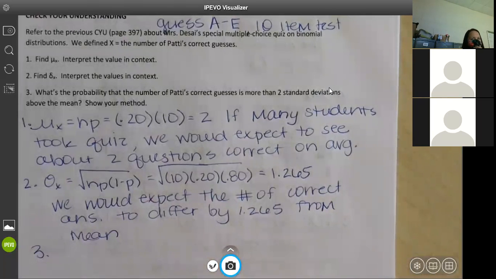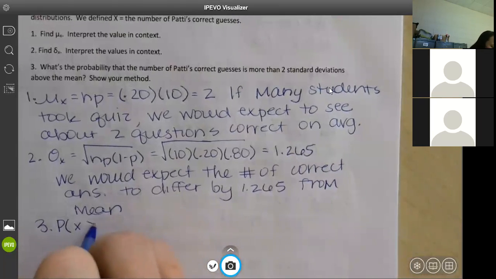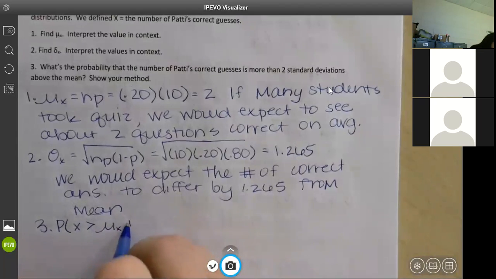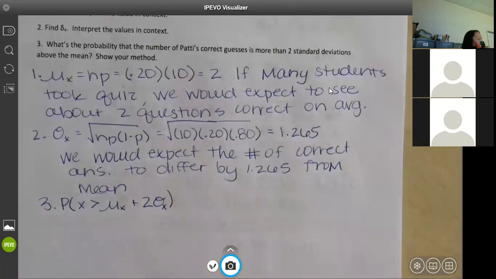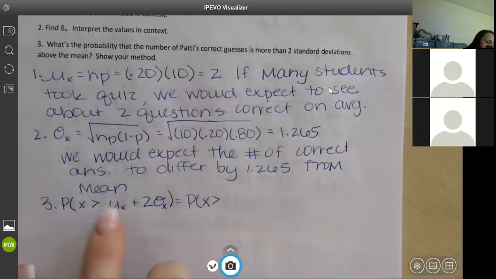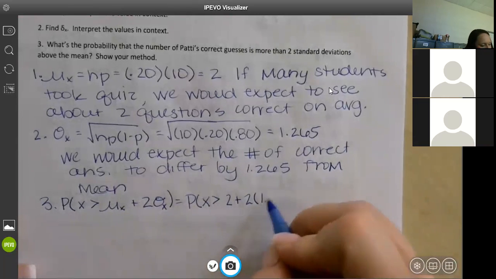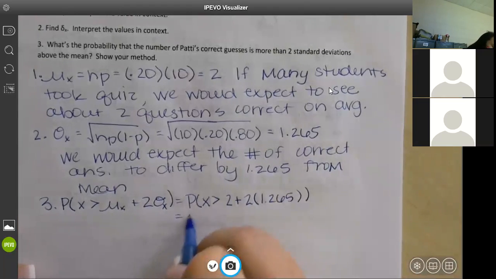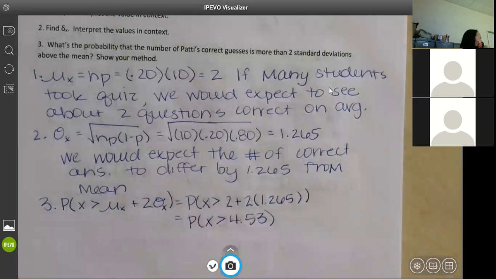All right. So what's the probability that the number of Patty's correct guesses is more than 2 standard deviations above the mean? So look at this. This is the probability that X is more than the mean plus 2 standard deviations. I wrote that down so that you can see where these numbers come from. So that's the probability that X is greater than, what did we find to be our mean? 2 plus 2 times, what was our standard deviation? Which is actually the probability that X is greater than 4.53. So I wanted you to know where the 4.53 came from.